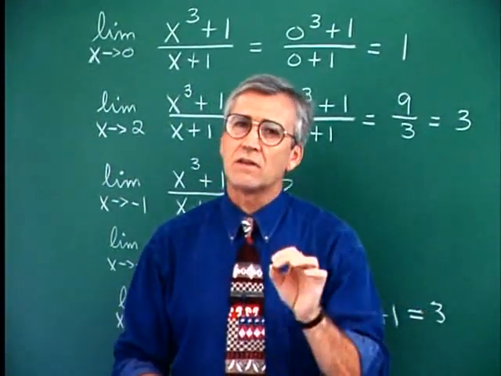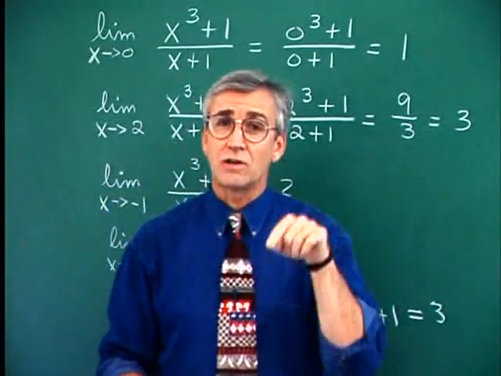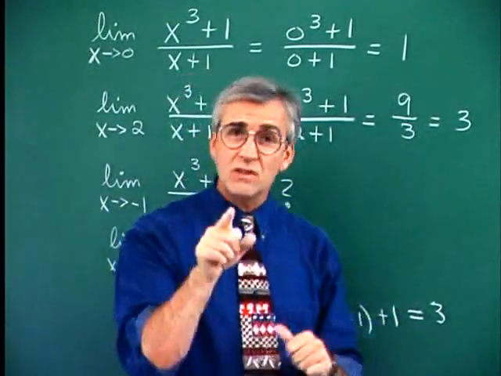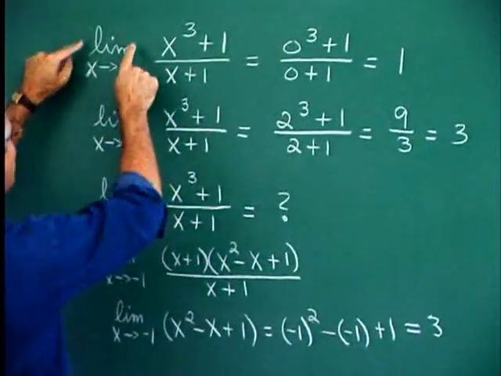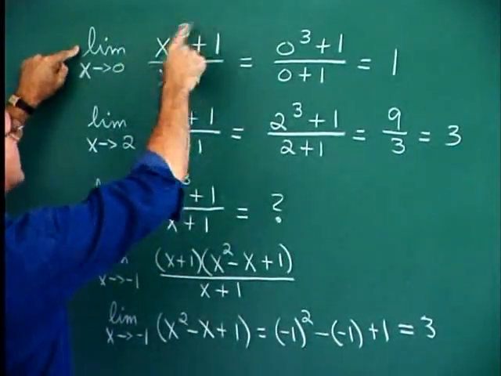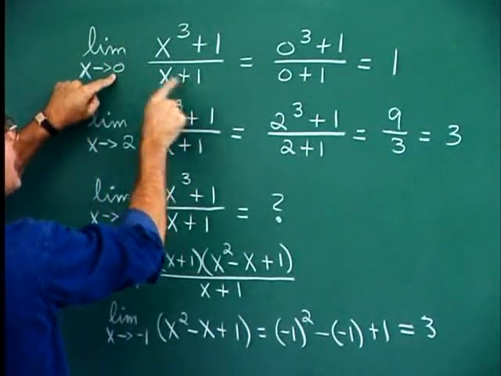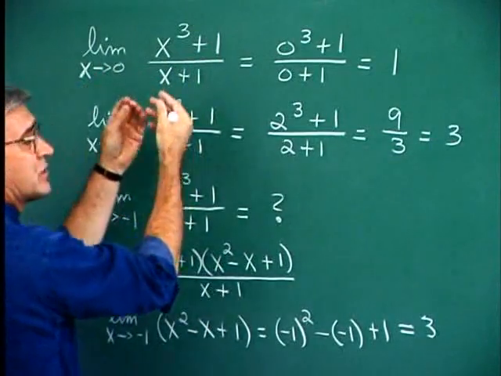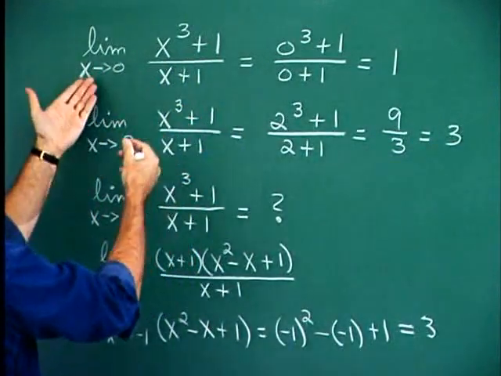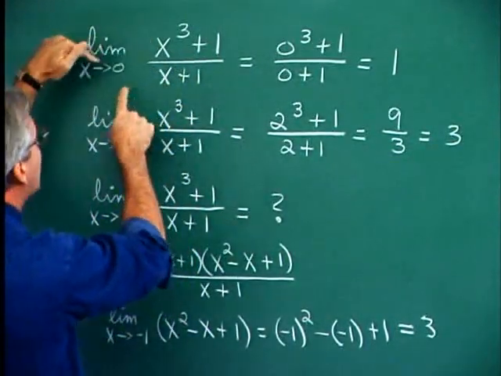But the limit is still easy as long as the target point isn't the one that causes this rascal to be undefined. For example, if we're taking the limit of this as x approaches 0, hey, no problem. Our function is defined at that point. It's continuous in the neighborhood of that point. So all we do is find f of 0.